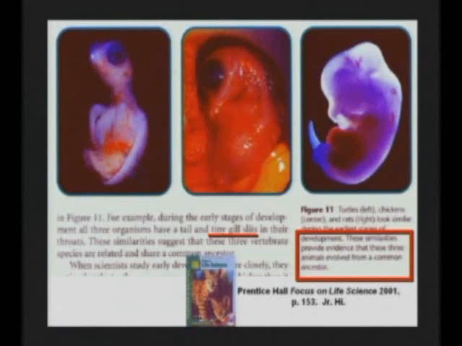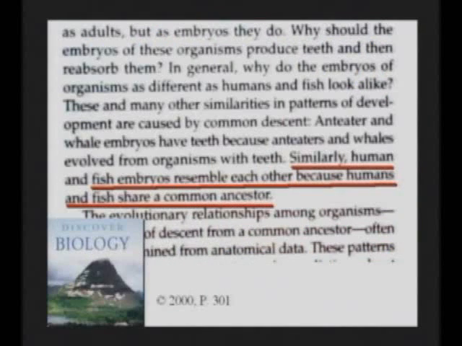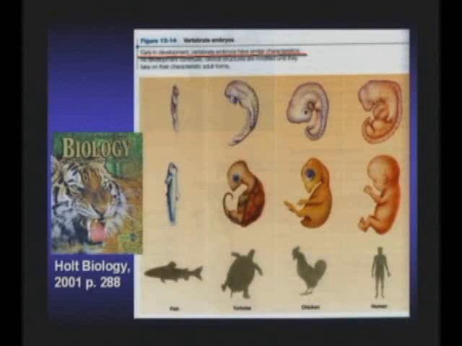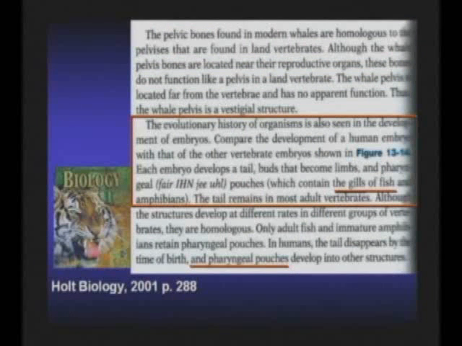Here's a junior high textbook telling them the embryo has gill slits. This one says, similarly, humans and fish embryos resemble each other because humans and fish share a common ancestor. These similarities provide evidence that these three animals evolved from a common ancestor, tiny gill slits. Gill slits on the human embryo. Gills of fish. Tiny gill pouches, used in college textbooks.